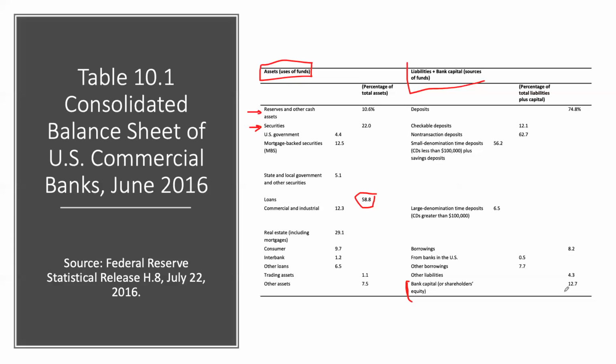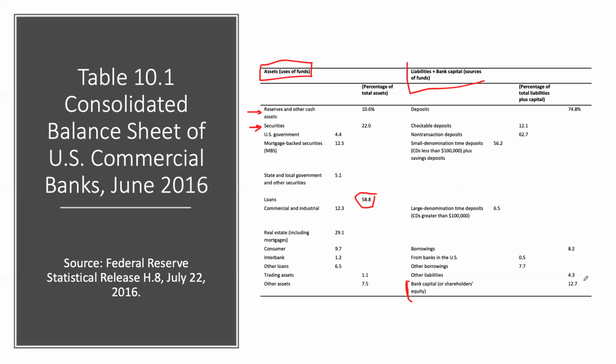Other shareholders. So if you want to buy a share in Bank of America or Citibank or JP Morgan, you can just go to your brokerage account and actually buy a share in them, and that gets added in here in the form of bank capital. Okay. So here's a brief overview of what a typical balance sheet looks like.